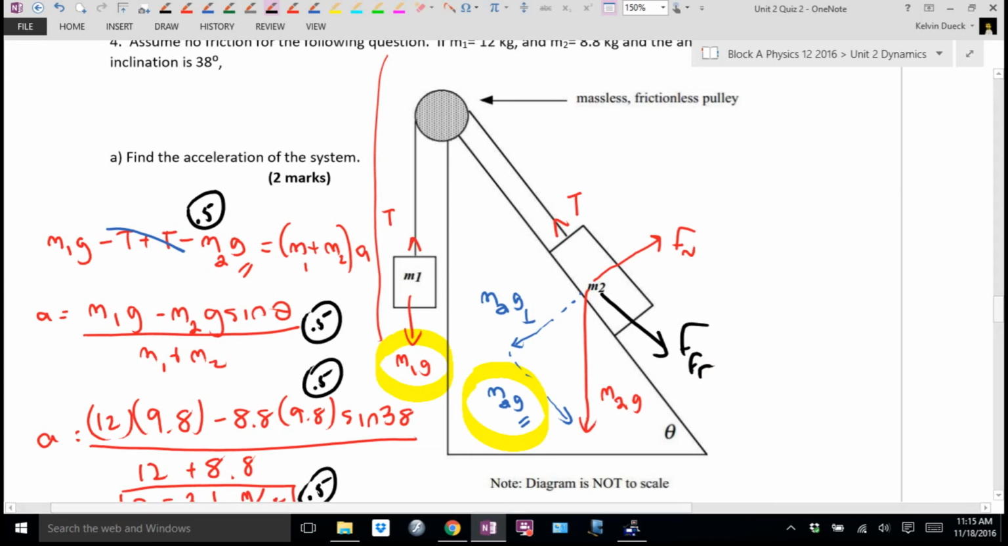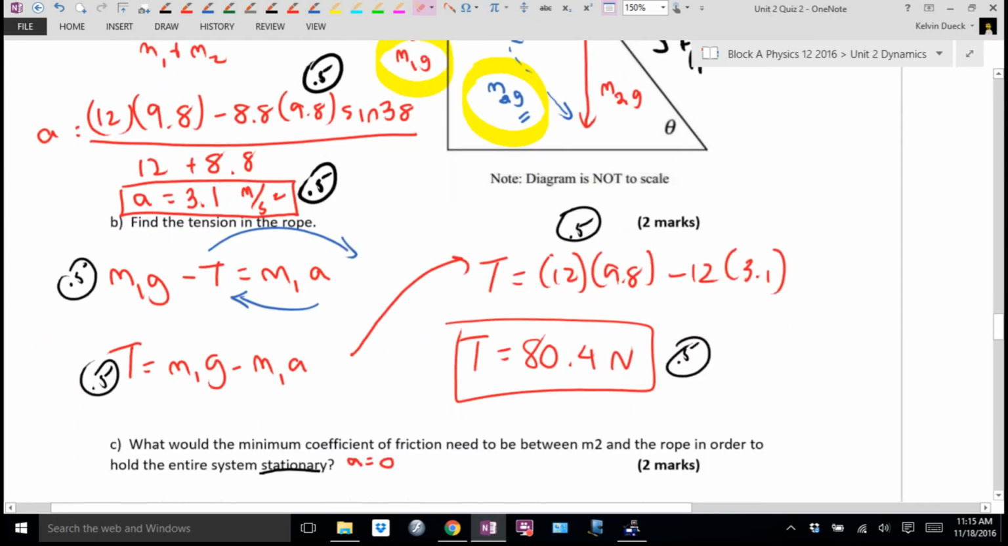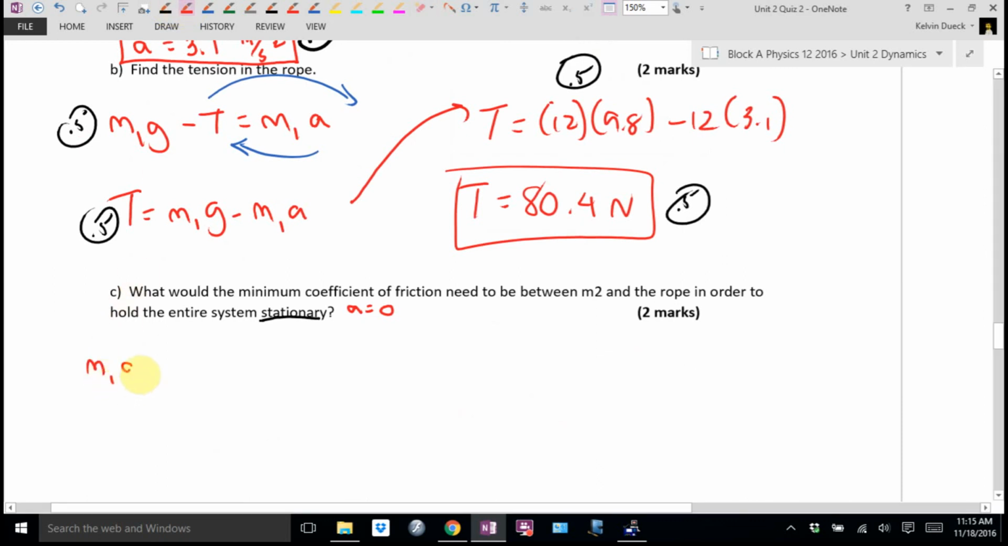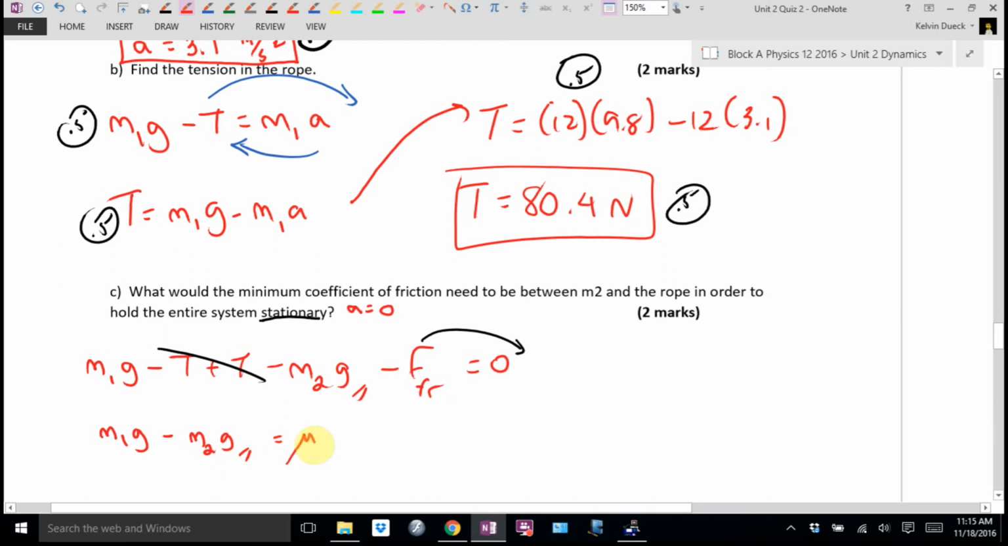I could probably, if I was clever, tackle this by looking at one mass or the other, but I'm going to do the full-blown equations. So I'm going to go, okay, who's winning? M1G minus tension plus tension minus M2G parallel minus friction equals 0. Tension cancels. And because I want to get mu by itself, I'm going to plus friction over to this side. I'm going to get M1G minus M2G parallel equals mu times the normal force.